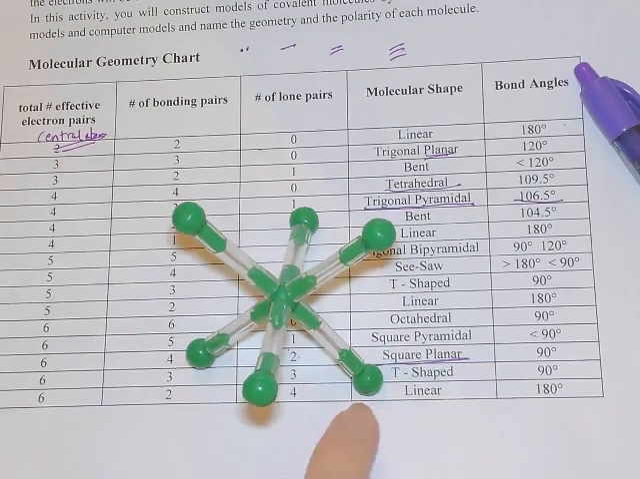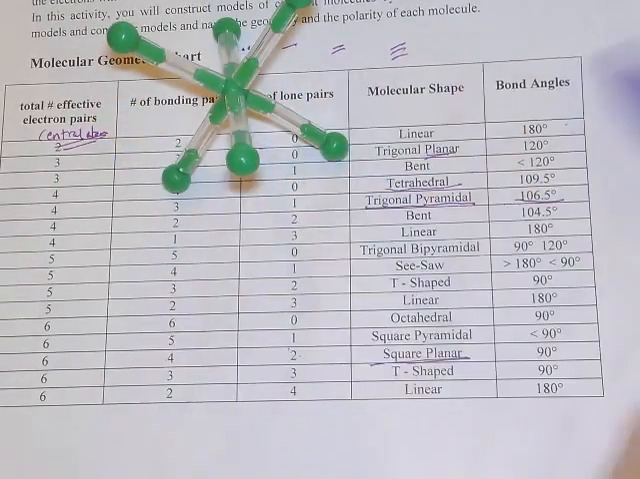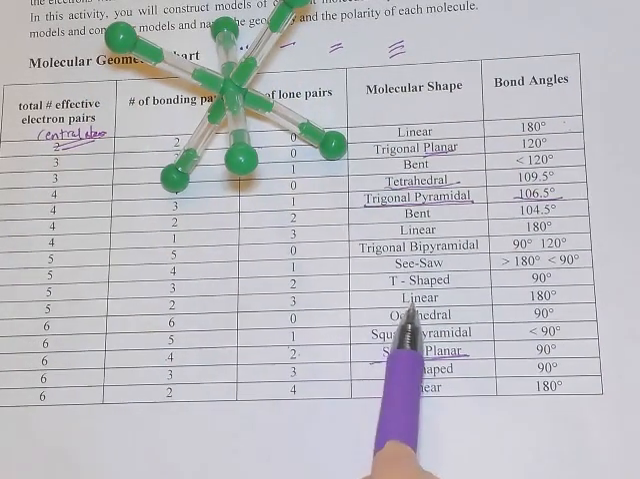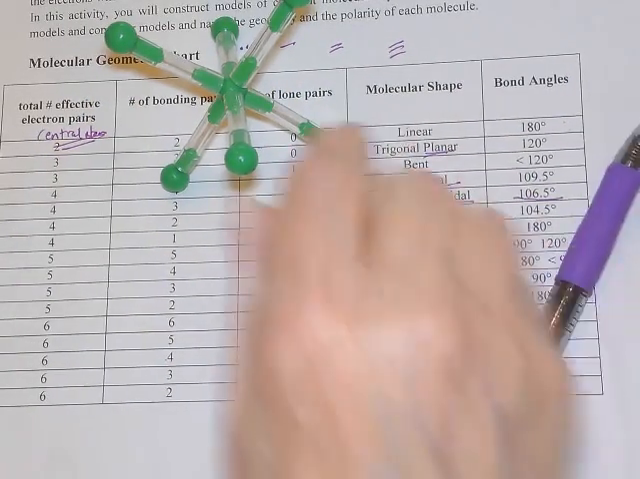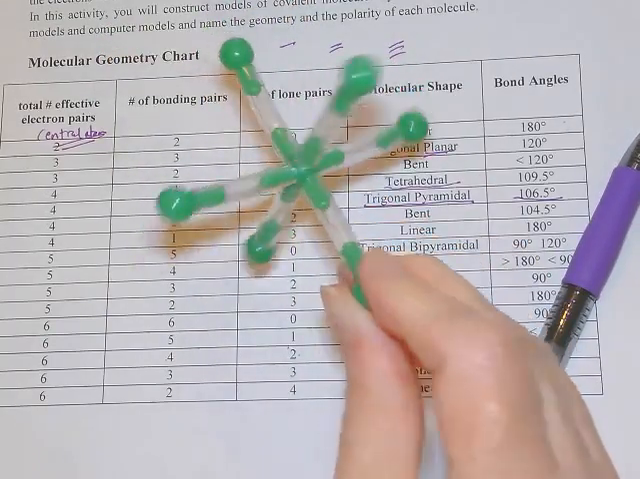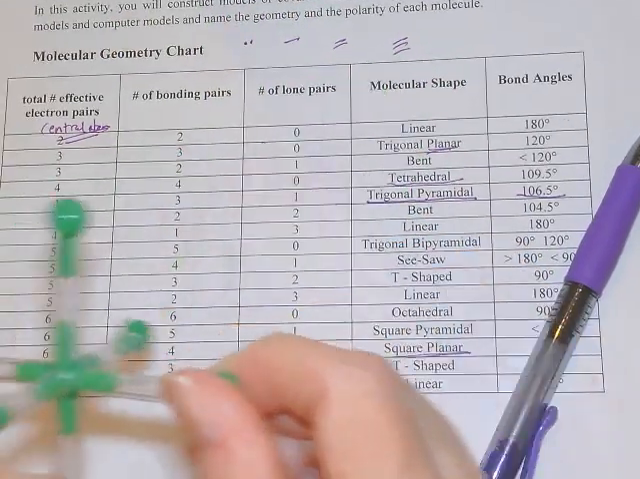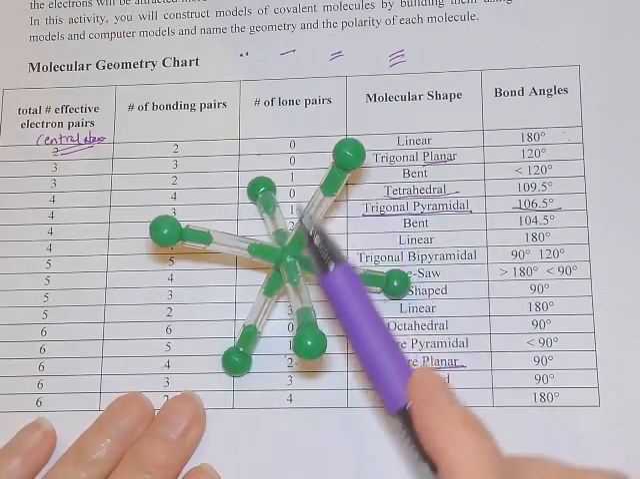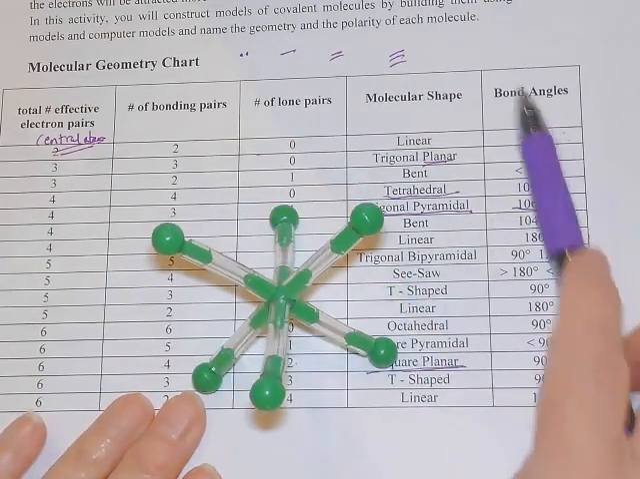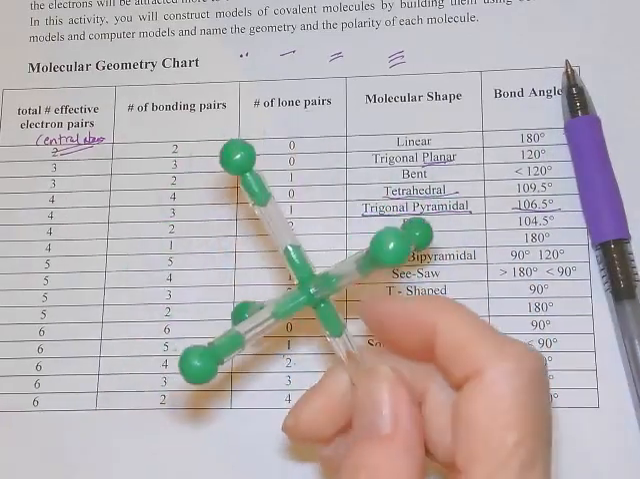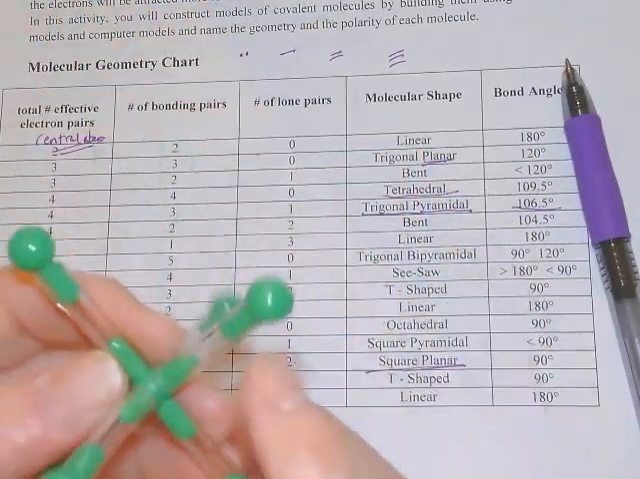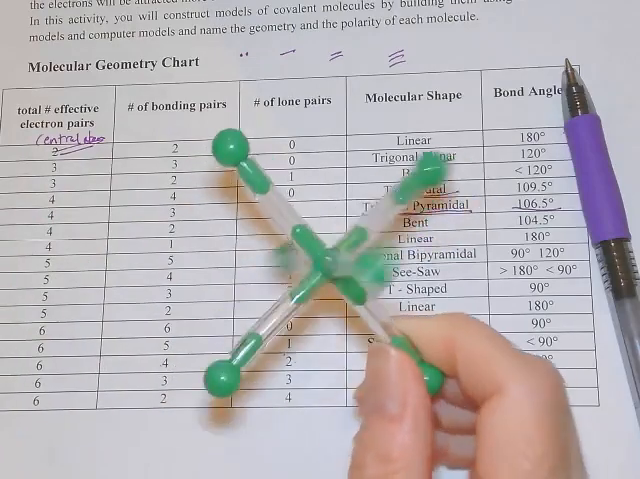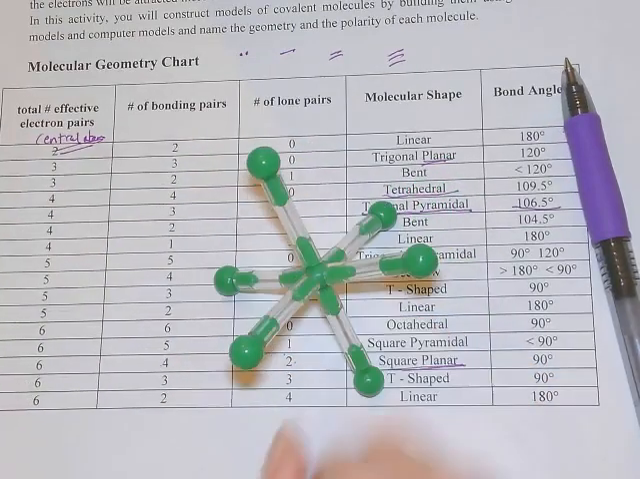So here's our original six, our octahedral with no lone pairs. All the bond angles are 90 degrees, and it's a very symmetrical molecule. Even though these individual bonds might have different electronegativities and be polar, overall the molecule is sharing the electrons within that entire space equally because it is symmetrical.